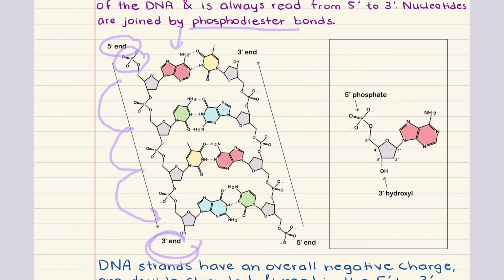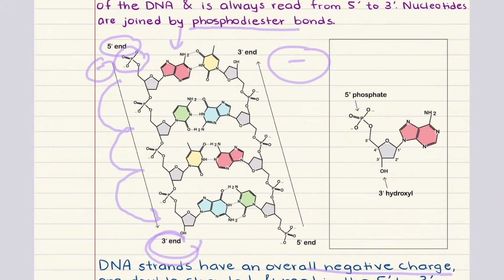Now, because each phosphate group carries a negative charge, the entire DNA molecule has an overall negative charge. And this becomes important later when we talk about how DNA interacts with positively charged proteins like histones, or when we use gel electrophoresis to separate DNA fragments. So just keep in mind for now that DNA carries an overall negative charge, and that has a lot of important consequences.